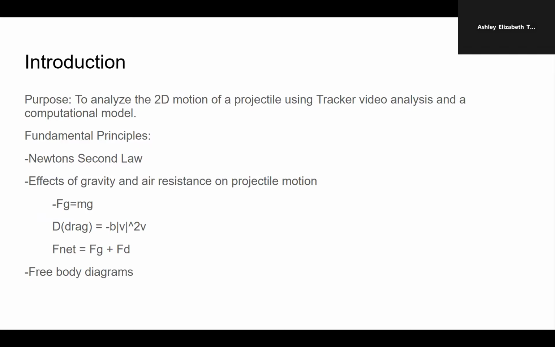This lab is based on Newton's second law, which states that the net force acting on an object equals mass times acceleration. In projectile motion, the main forces acting on the object are gravity and air resistance. Gravity acts downward and can be written as Fg equals mg.